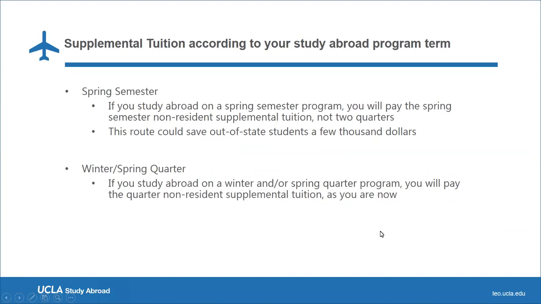For a spring semester program, it is possible for students to study abroad on a semester program, even if you are on the quarter system. In fact, many of our programs are semester based. So let's say, for example, you're interested in studying abroad on a spring semester program, you would only be responsible for paying the $15,000, that one semester non-resident supplemental tuition. You will not be paying 2 quarters of non-resident supplemental tuition. So what this means is that this, in fact, can actually save you a couple thousand dollars because you would be paying the 15 as opposed to the 20 if we add 2 quarters together. For the winter and spring quarter, it would be very similar to what it is now.